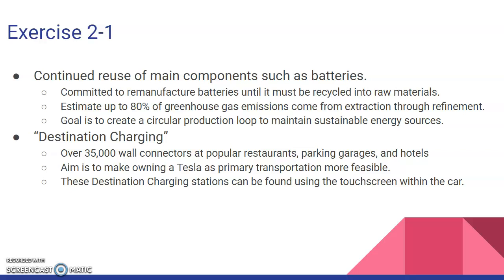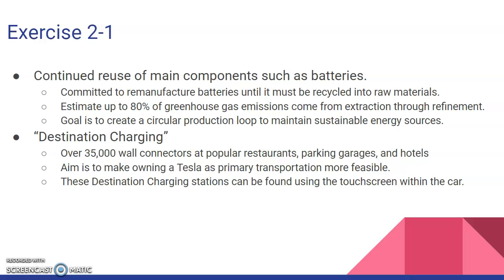And then second is the destination charging. So these are over 35,000 wall connectors that can be found at popular restaurants, parking garages, and hotels. They even are setting up some of these outside CVS in Boone. So they can be found all over the place. The aim is to make owning a Tesla as primary transportation seem more feasible.